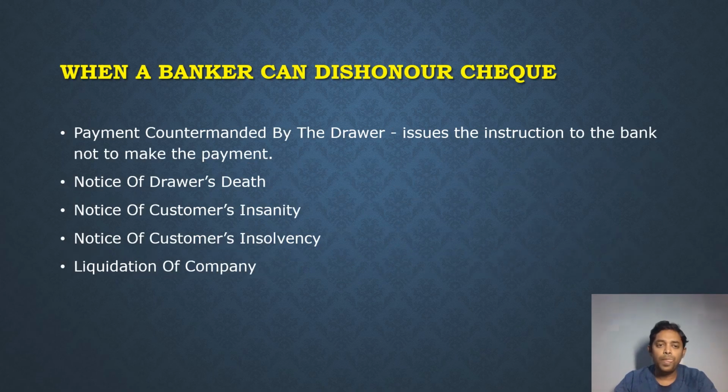When a banker can dishonor a check: payment countermanded by the drawer, that means the drawer issues instructions to the bank not to make the payment. Notice of drawer's death, notice of customer's insanity, notice of customer's insolvency and liquidation of the company.